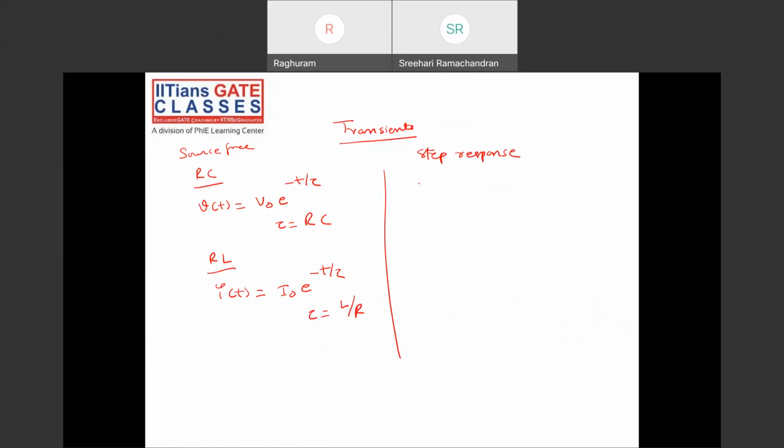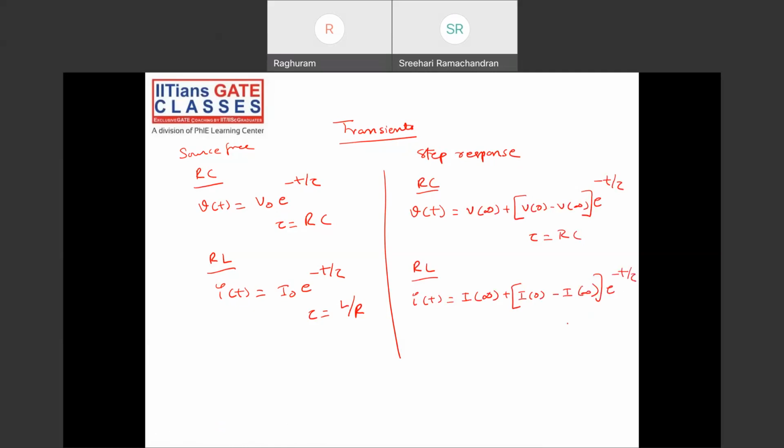And again, step response of an RC circuit and RL circuit. RC circuit, what is V of t? V of t is equal to V of infinity plus V of 0 minus V of infinity e power minus t by tau, and tau is equal to RC. RL circuit, I of t is equal to I of infinity plus I of 0 minus I of infinity e power minus t by tau. Tau is equal to L by R.